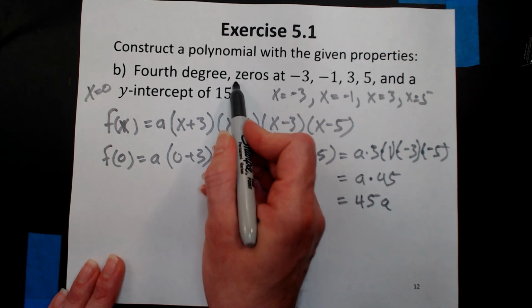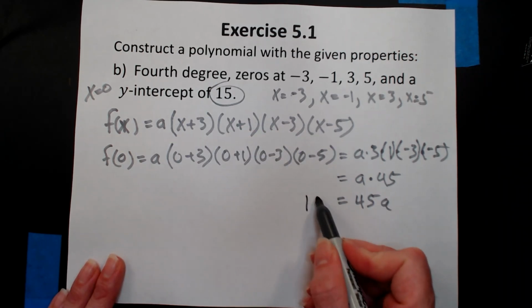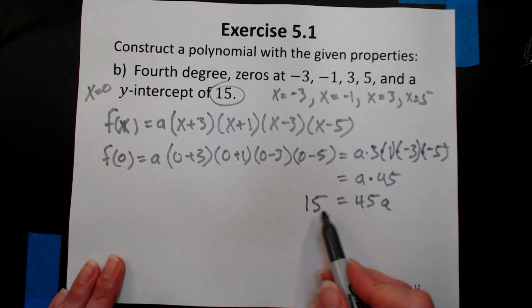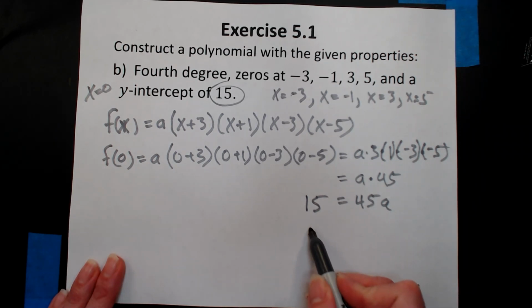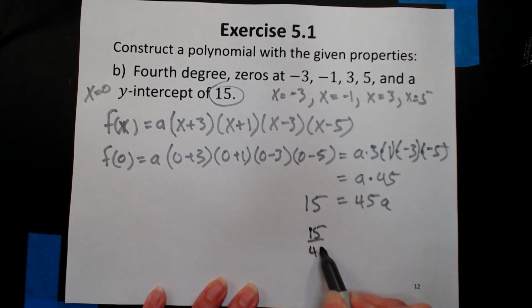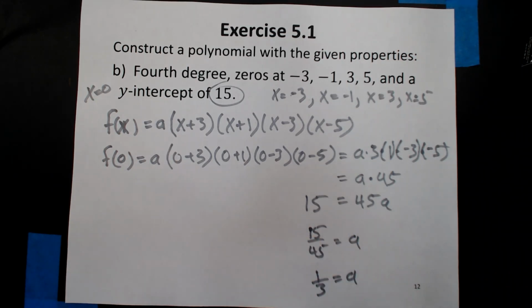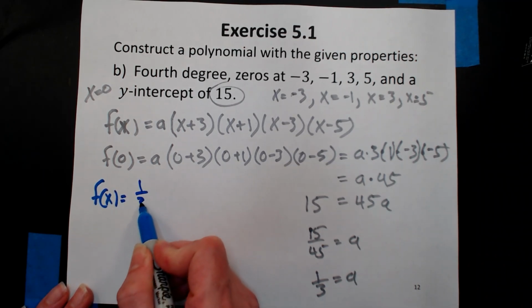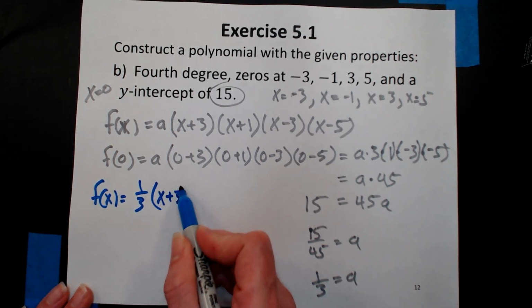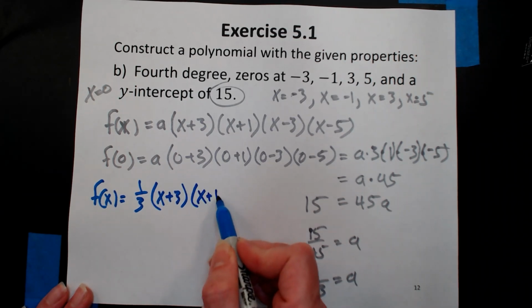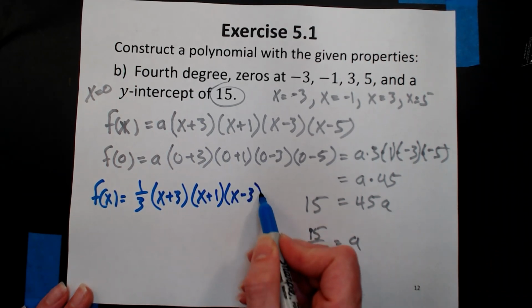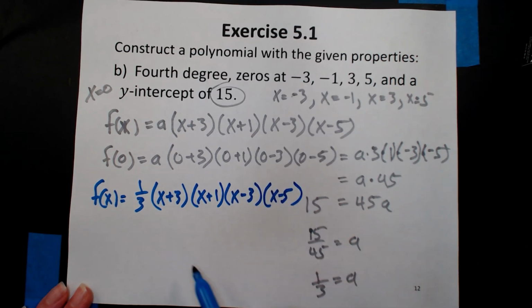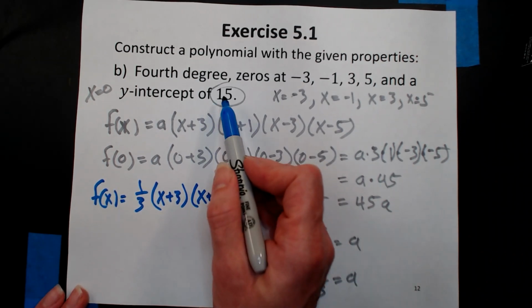Now what should I have gotten? I should have gotten 15. So this needs to equal 15. So that means if I divide both sides by 45, I'm going to get 15 over 45 equals a, or 1/3 equals a. So in other words, I need to have a leading coefficient of 1/3 for this polynomial. So I need to have f of x equals 1/3 times x plus 3, x plus 1, x minus 3, x minus 5 for this to work. Otherwise, I won't get the right y-intercept.